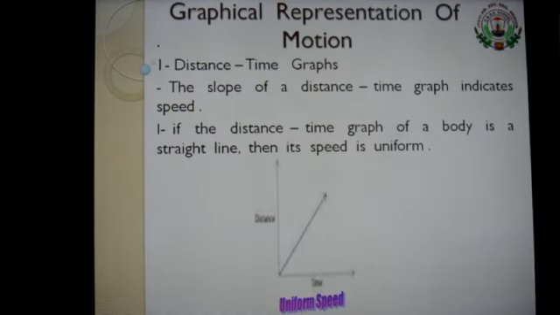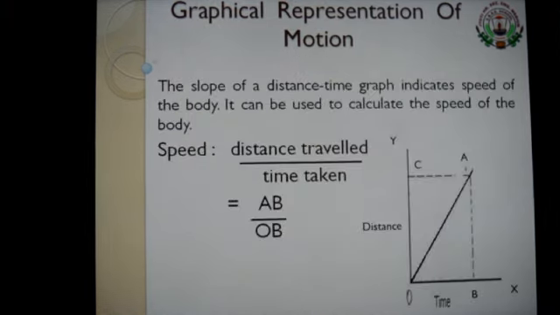In other words, a straight line graph between distance and time tells us that the body is moving with uniform speed. The slope of a distance time graph indicates the speed of the body. So, the distance time graph of a body can be used to calculate the speed of the body.